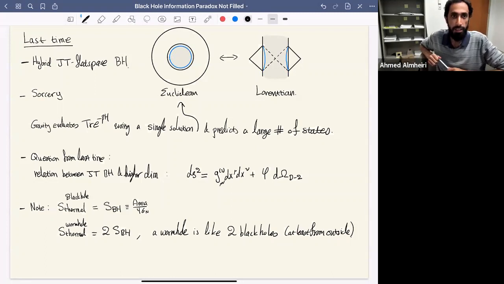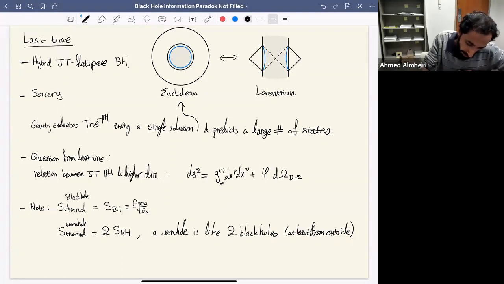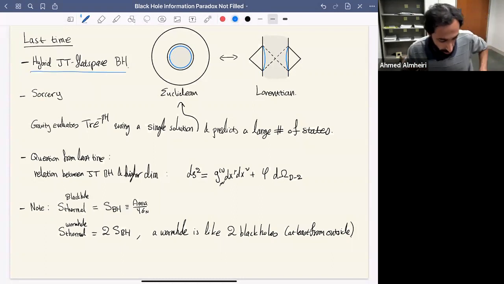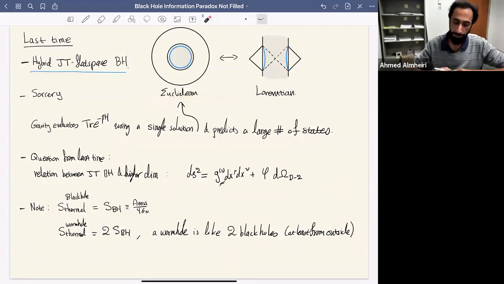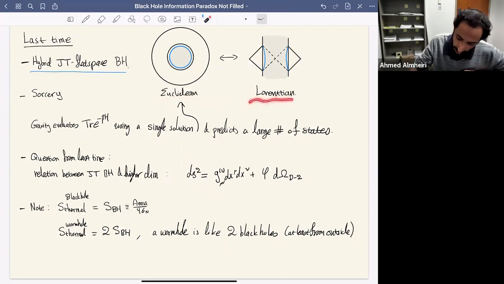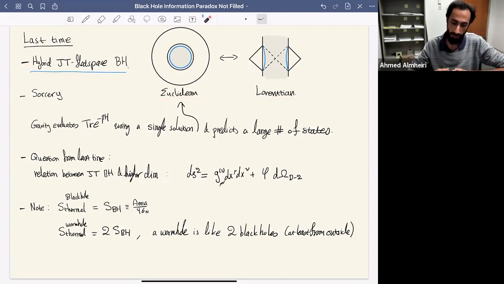Let me begin by giving a quick recap of what we talked about last time. So I constructed this hybrid black hole in this JT flat space setup. This picture here represents the Euclidean version of the black hole, and this is its Lorentzian continuation.